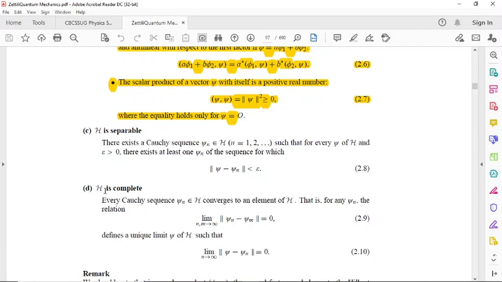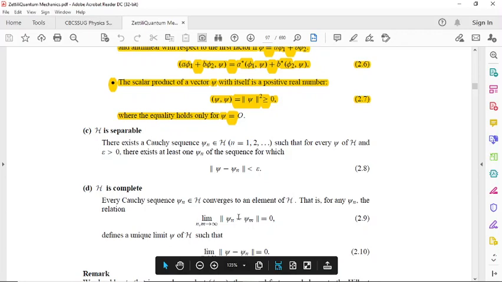Then H is complete. Every Cauchy sequence psi n belonging to H converges to an element of H. That is, for any psi n, the relation limit n, m tends to infinity, norm of psi n minus psi m equal to 0.